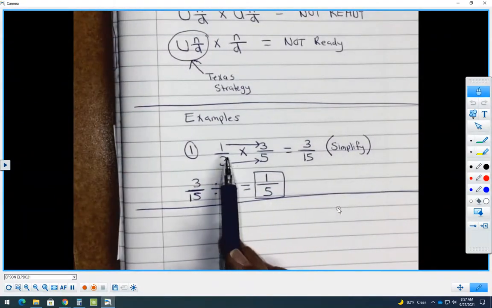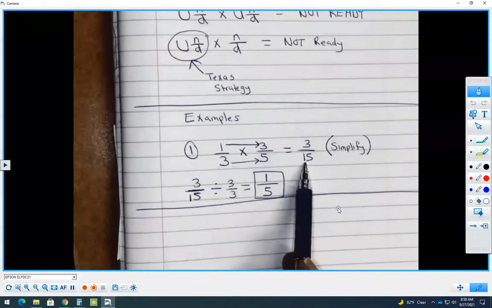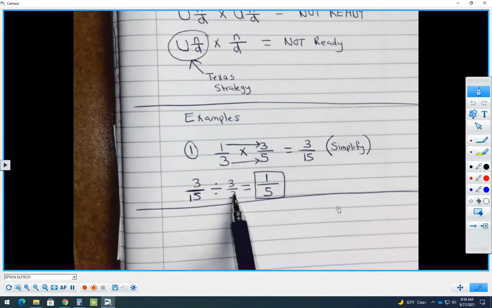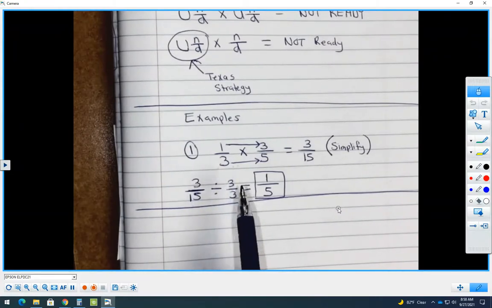So when you're multiplying fractions, we just go across. 1 times 3, 3. 3 times 5, 15. Then we have to simplify. Where did I get the 3? Well, from here. That's how I simplified. Question with number 1?